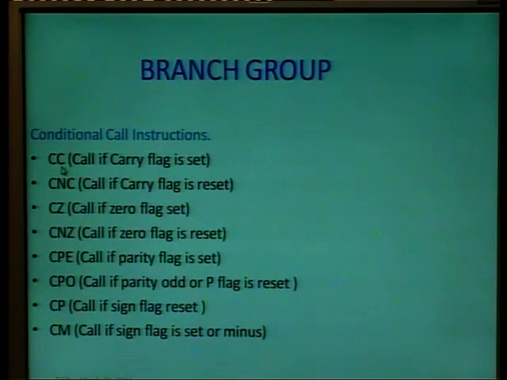Call if carry, call if not carry, call if 0, call if not 0, call parity even, call parity odd, call the subroutine only if plus, call if minus.